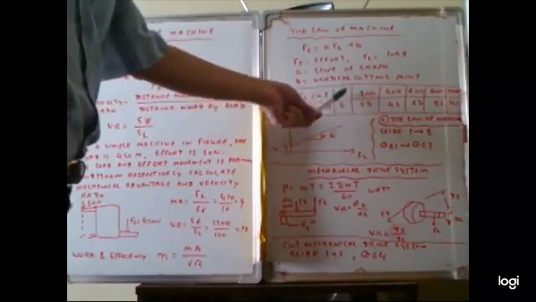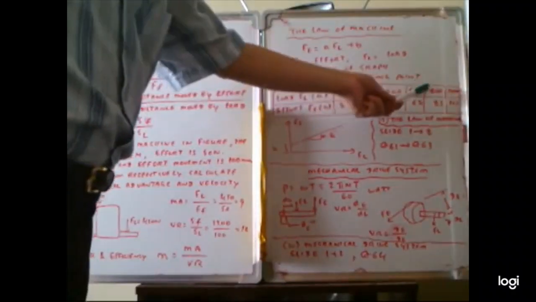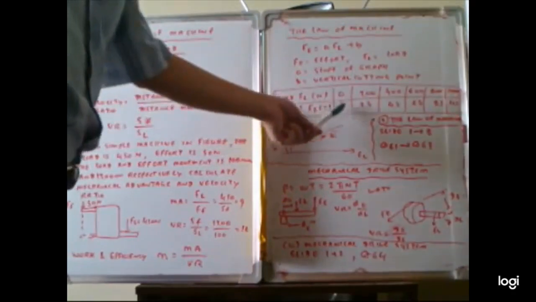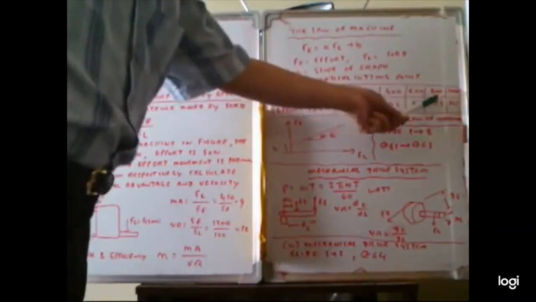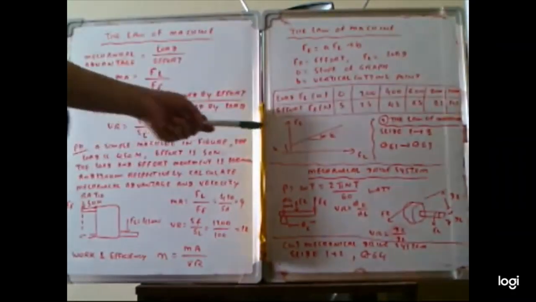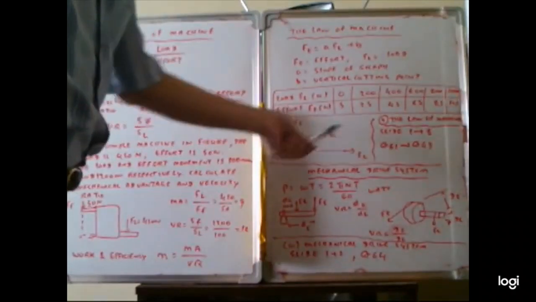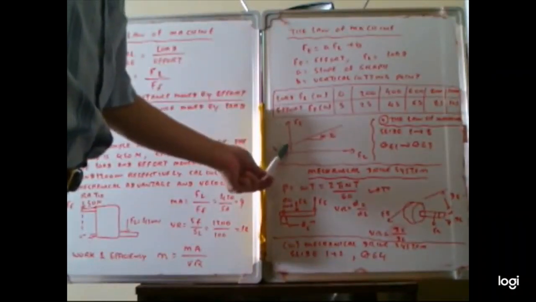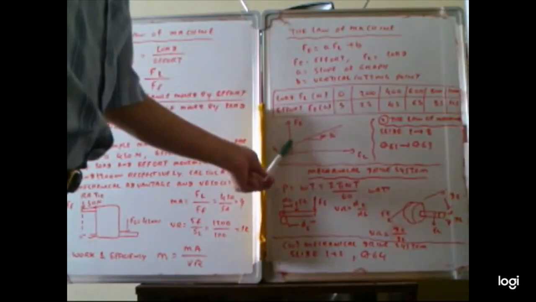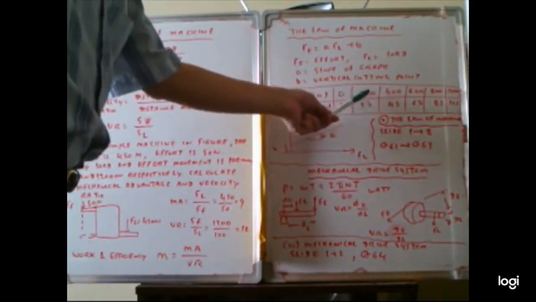Load FL is 0, 200, 400, 600, 800, and 1000. Effort FE is 5, 25, 45, 65, 85, and 105. So we can plot the graph. In this case, the horizontal axis is here, and the vertical axis. The vertical starting point is here, 5, and then this slope. The slope is 25 divided by 200.